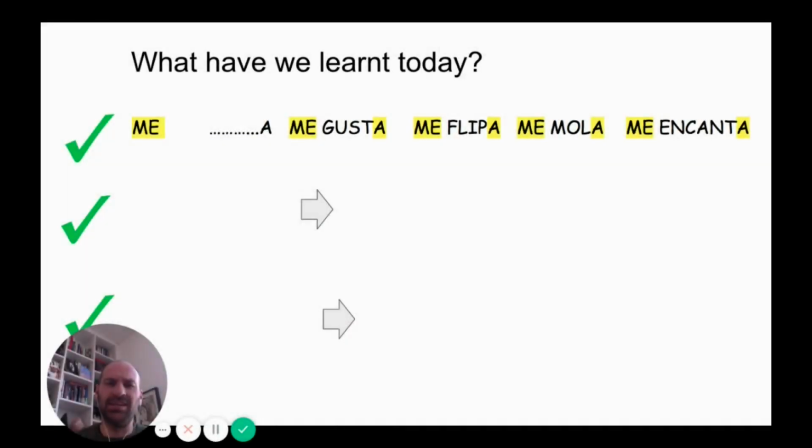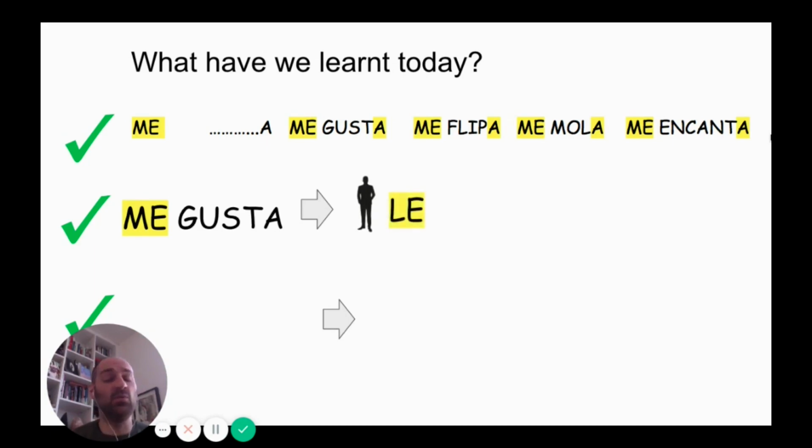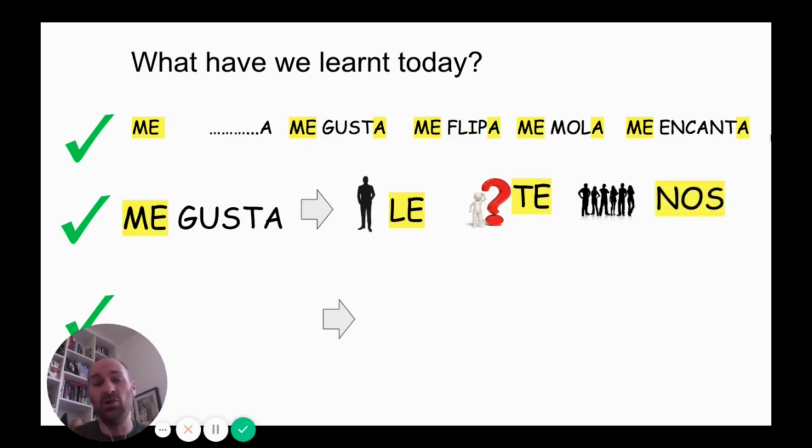The first thing we learned today is the patterns of all these opinions. They start with me and end in A. Me gusta, me flipa, me mola, me encanta. So many. The second thing we learned today is that if you change the beginning, that M, you can express the opinion of other people. You can express the opinion of someone else with le, of loser. You can ask a question, changing the M to T. Remember, the cup of tea. Do you like tea? Te. Or as well, you can express the opinion of a group of people using nos, like nos gusta.